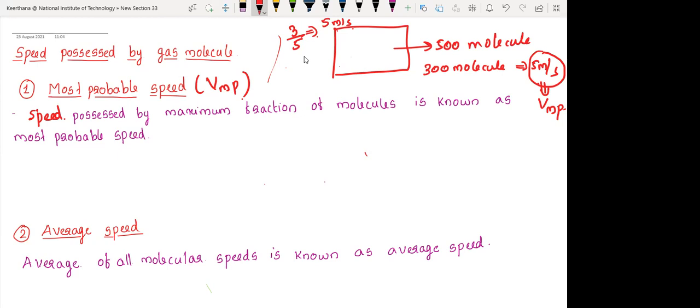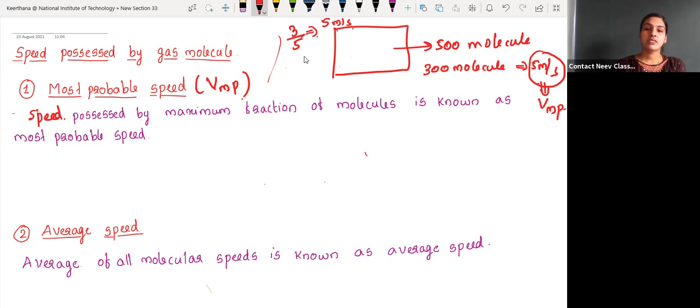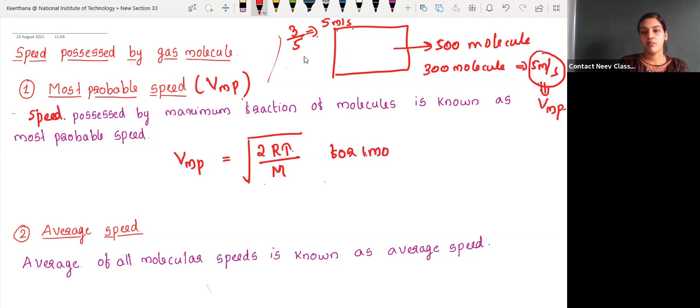Yes, ma'am. Now it's clear. Okay. So speed possessed by maximum fraction of molecules is known as most probable speed, and that you can denote as VMP is equal to root 2RT by M for 1 mole. And what will be the most probable speed for 1 molecule? This is for 1 mole, okay?